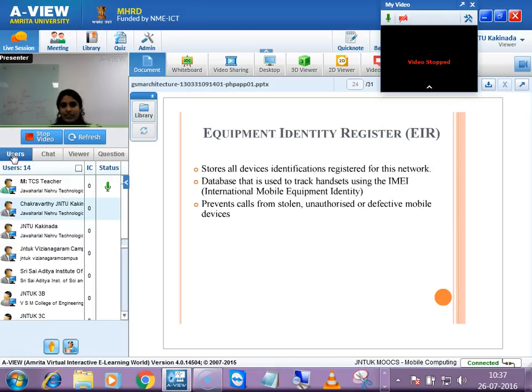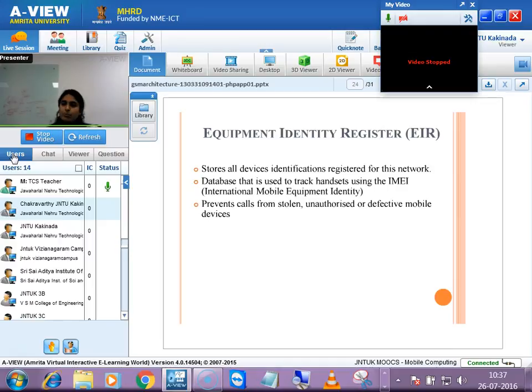EIR is nothing but the equipment identity register. Equipment, in the sense of a hardware device, is nothing but your mobile. Identity means who the manufacturer is; each mobile phone is given some identity number, which is nothing but the IMEI number. That IMEI number, along with the hardware and manufacturer database, is used to track handsets.